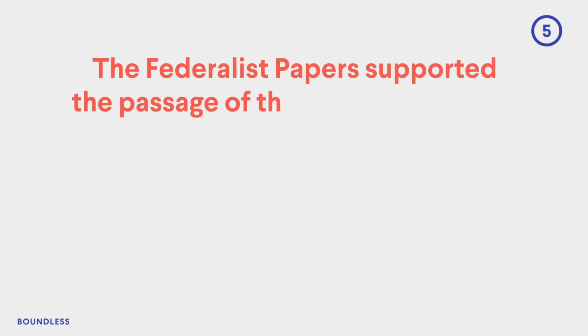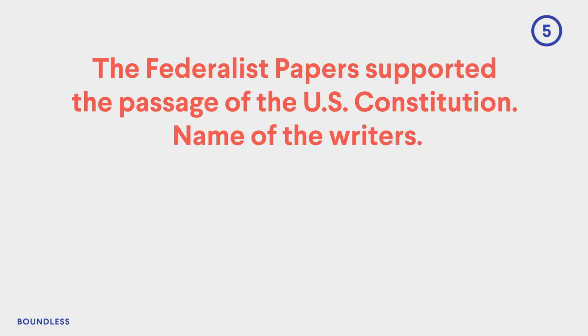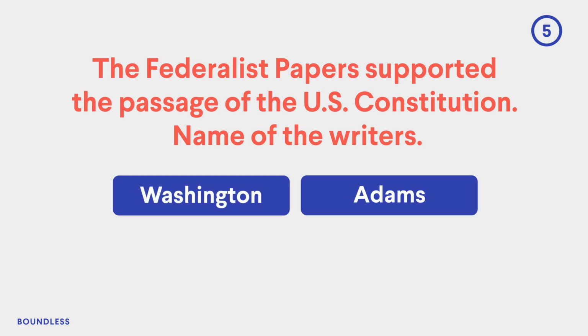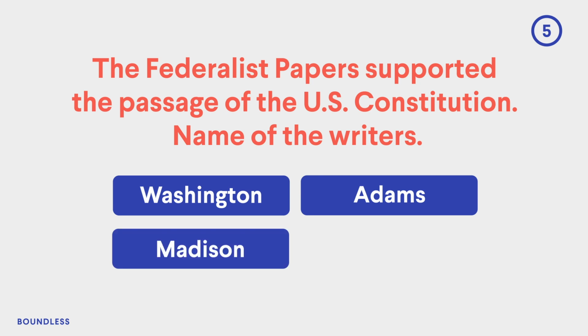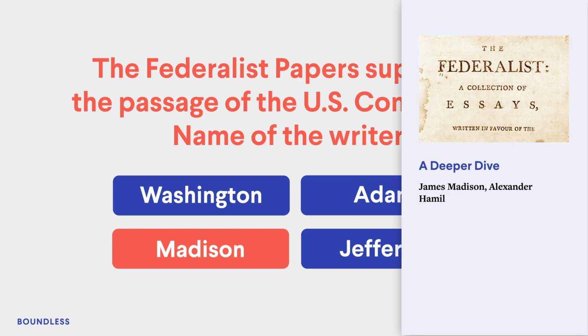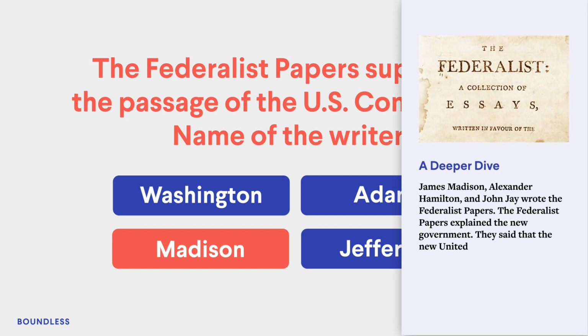The Federalist Papers supported the passage of the U.S. Constitution. Name one of the writers. George Washington, John Adams, James Madison, Thomas Jefferson. Answer: James Madison. James Madison, Alexander Hamilton, and John Jay wrote the Federalist Papers.